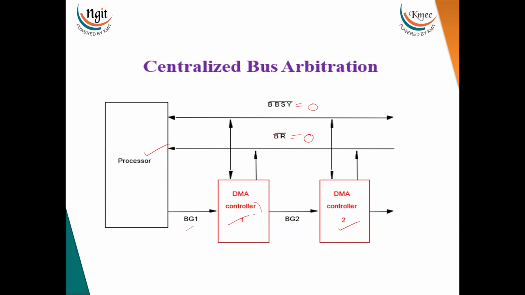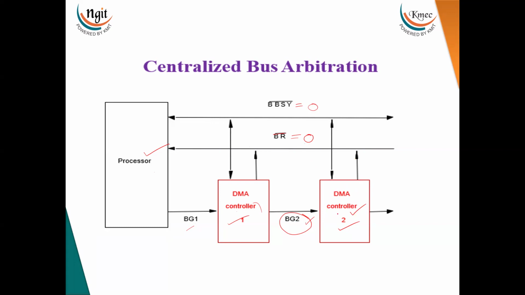Now, if DMA1 has not raised the bus request, then it will simply propagate the bus grant to the second controller, by changing bus grant 1 to bus grant 2. So now bus grant 2 reaches DMA2. Here DMA2 has already raised the bus request, so it will block bus grant 2.